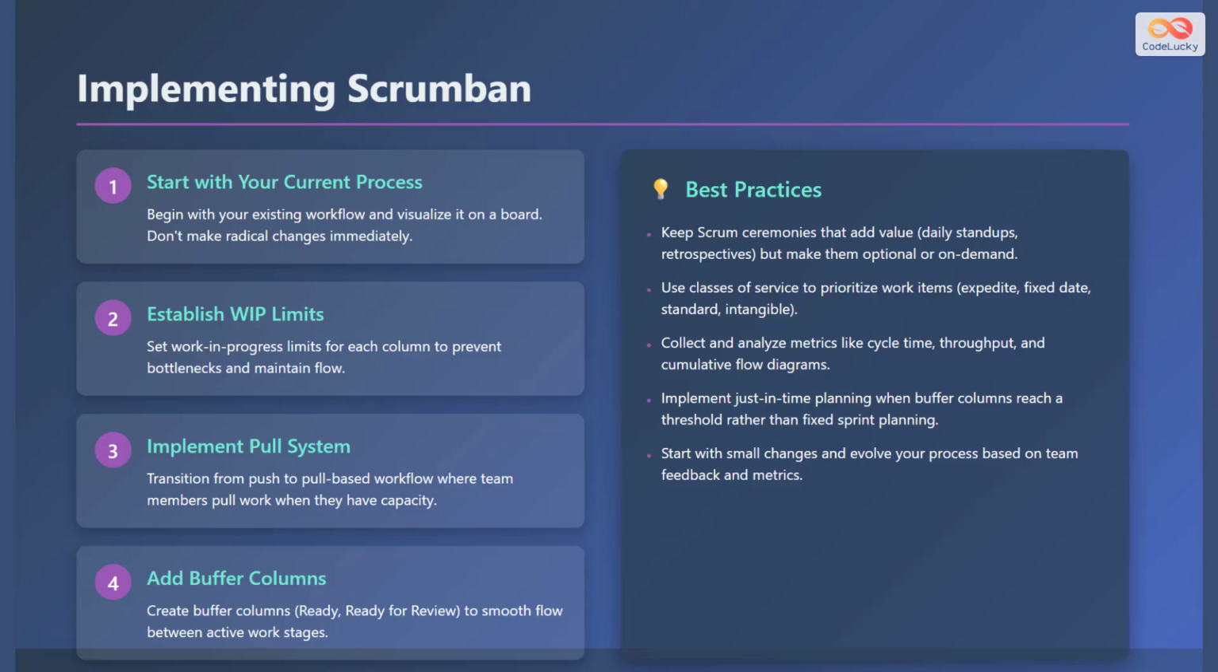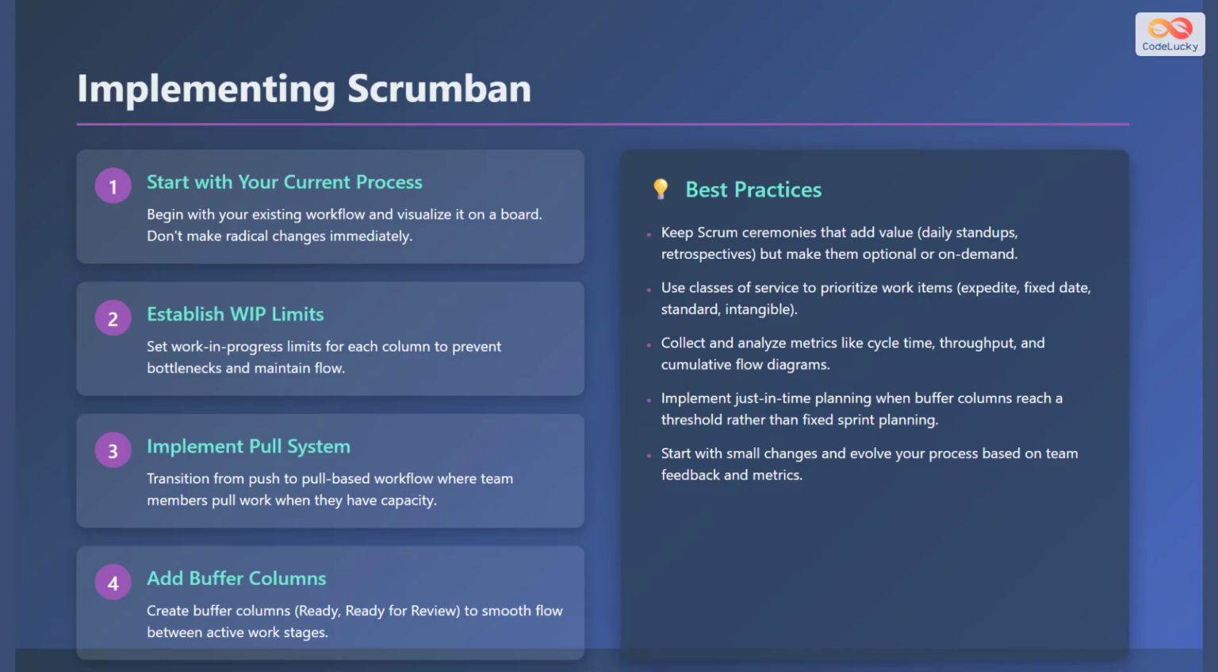Step 3. Implement a pull system. Transition from a push to pull-based workflow where team members pull work when they have capacity. Step 4. Add buffer columns. Create buffer columns such as ready or ready for review to smooth flow between active work stages.